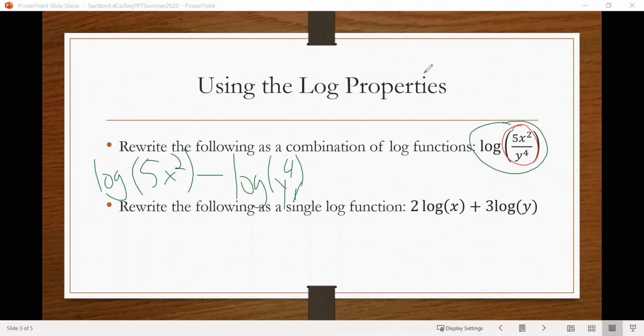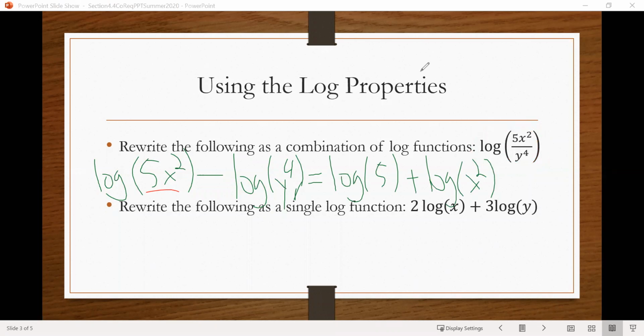Then notice that inside of the first log, we have two things being multiplied. I know one's a number and one's a variable, but they're being multiplied. So based on those log rules, we can write those as two separate terms: log of 5 plus log of x squared. And then we still have the minus log of y to the 4th.